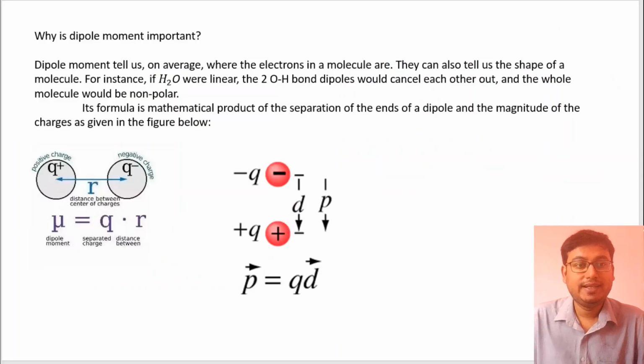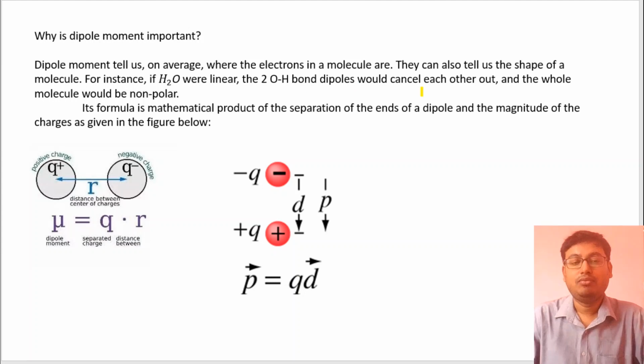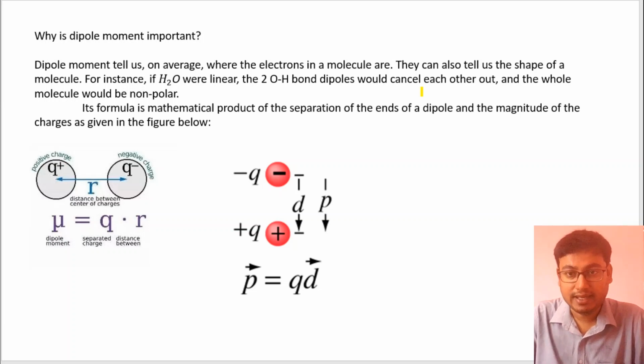So what is dipole moment? The answer is, dipole moment tells us on average where the electrons in a molecule are. Means if you have a molecule and we know the dipole moment, we can find out at which position in 3 dimensions of the molecule there is a higher density of electrons.